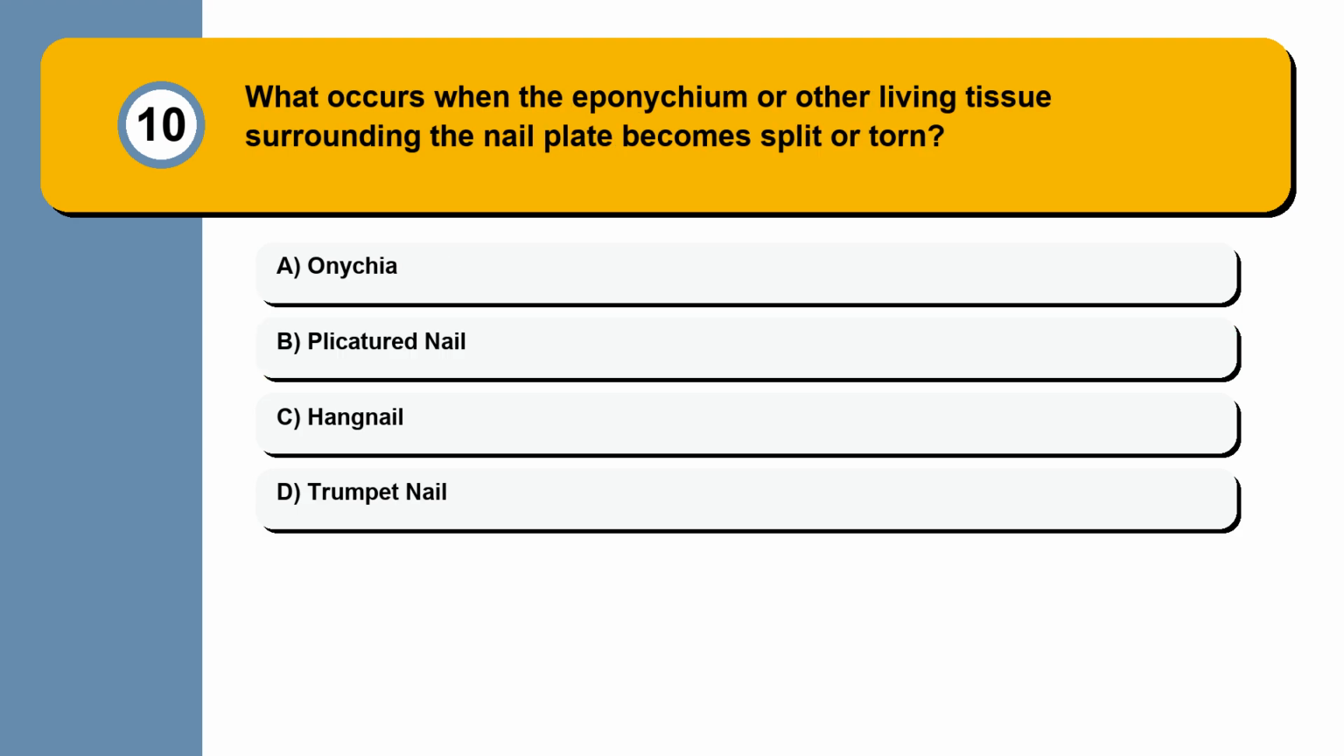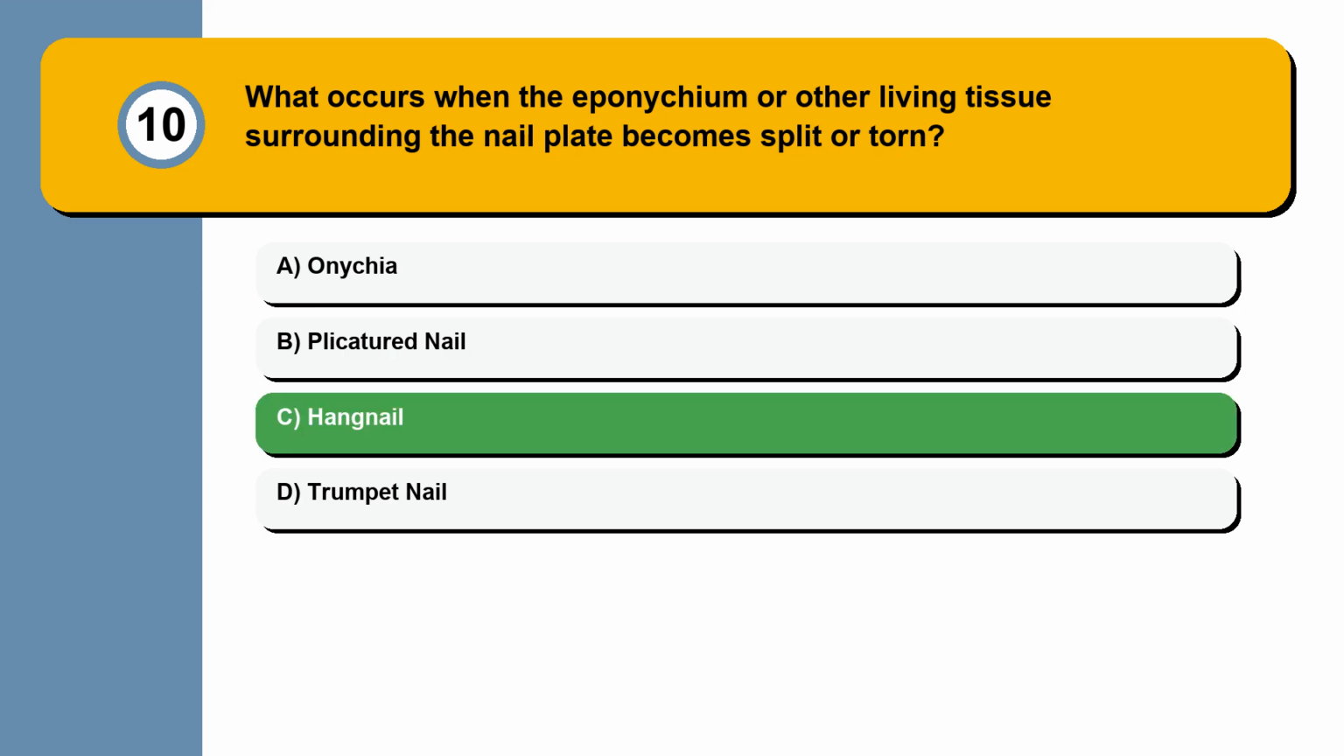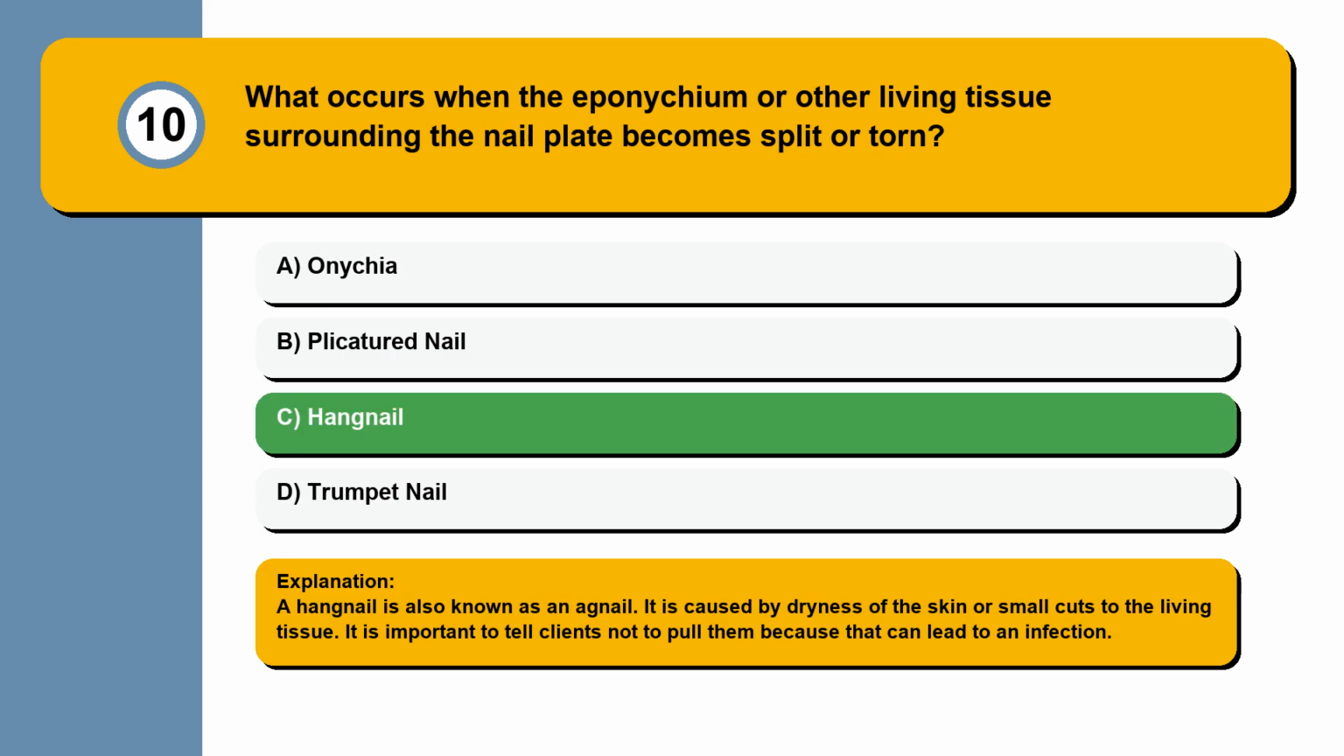Question 10. What occurs when the eponychium or other living tissue surrounding the nail plate becomes split or torn? Onychia, plicatured nail, hangnail, trumpet nail. A hangnail is also known as an agnail. It is caused by dryness of the skin or small cuts to the living tissue. It is important to tell clients not to pull them because that can lead to an infection.